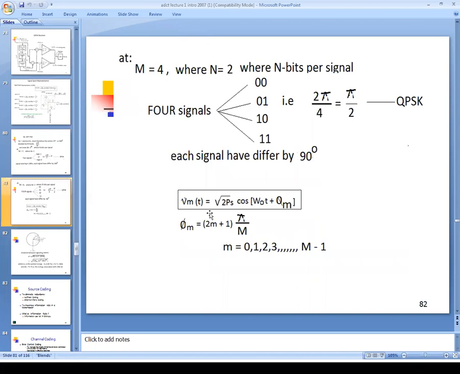That is the equation: Sm of t is equal to root 2 Ps cos omega naught t plus phi m, where phi m is the angle or spacing between the vectors. Phi m is equal to (2m plus 1) into pi by M, where m is equal to 0, 1, 2, 3 up to M minus 1. So this is the M-ary PSK mathematical equation. Students, go through the entire thing and practice the block diagrams.